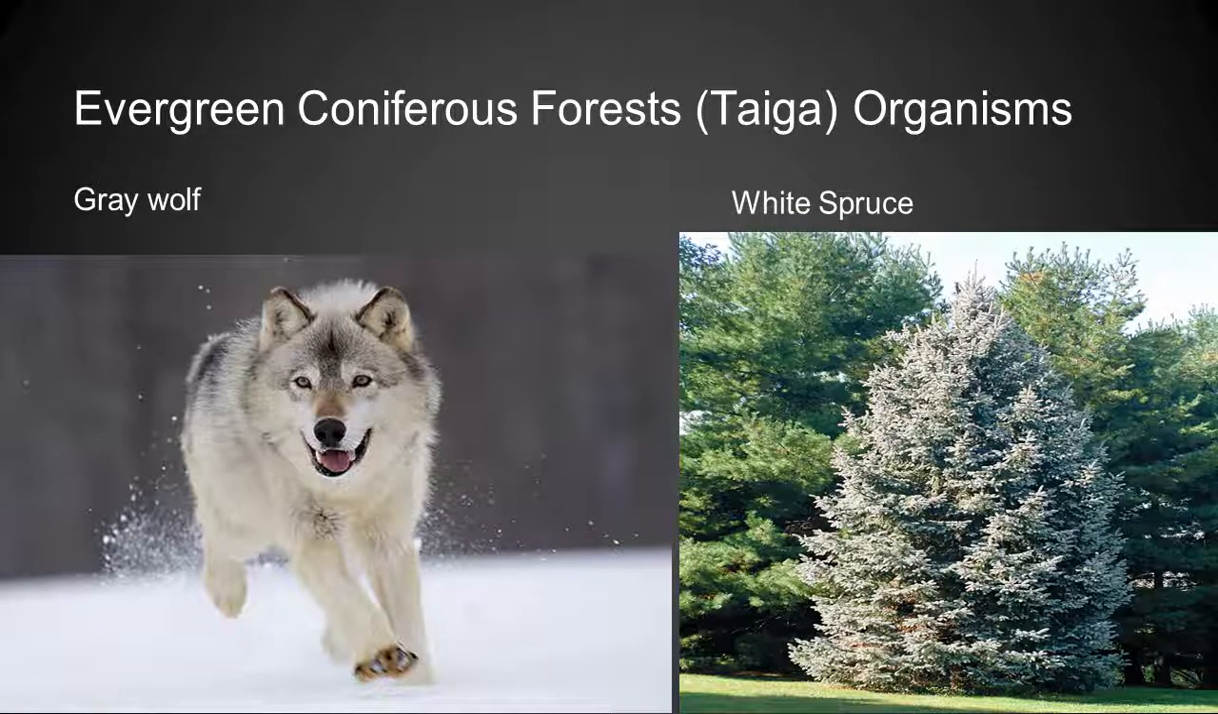An example of an animal found in a taiga biome is the gray wolf. They have thick coats made of woolly fur that provide good insulation against the harsh temperatures. Their paws are large and have fleshy pads and claws that provide them with traction and support in the deep snow. A plant that lives there is the white spruce tree.